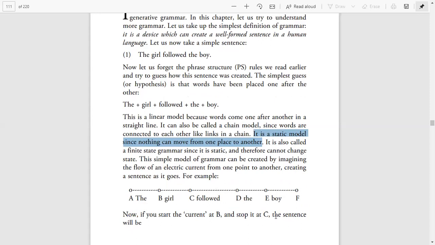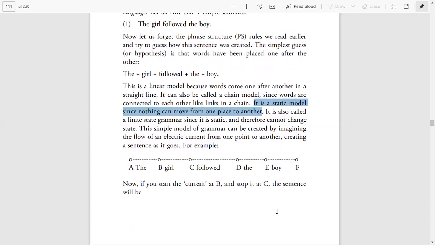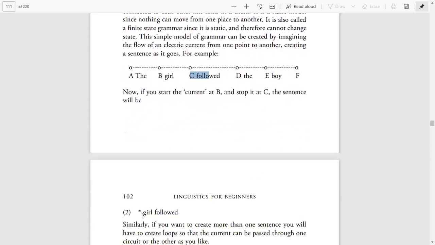The girl followed the boy. This is the same sentence. We have just given the titles to the words, and we have drawn some loops, right? The dotted lines show the loops of current. So A, B, C, D, E for the different words at different positions. Now, if you start the current from B and stop it at C, what will the sentence be? It will be like this: girl followed, because the sentence from B to C is this one.